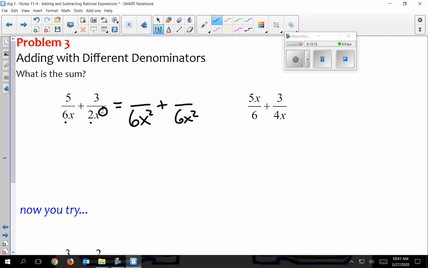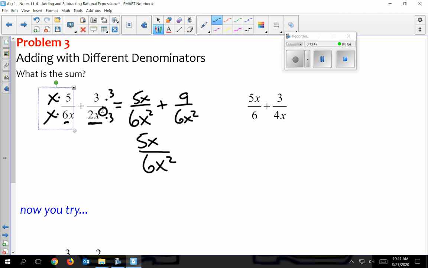To make this 6x x, I had to multiply the top and bottom by x. So I had to make this 6x squared. And to make this 6x squared, I had to multiply it by 3 top and bottom. Okay? So I'm going to get 5x over here, and I'm going to get 9 over there. Okay? Now I can write it as one denominator. And 5x plus 9, I can't add it, but I can kind of write it together. The only way I could have reduced that is if there was something that went into all 3 of the numbers, and there's not. Okay.